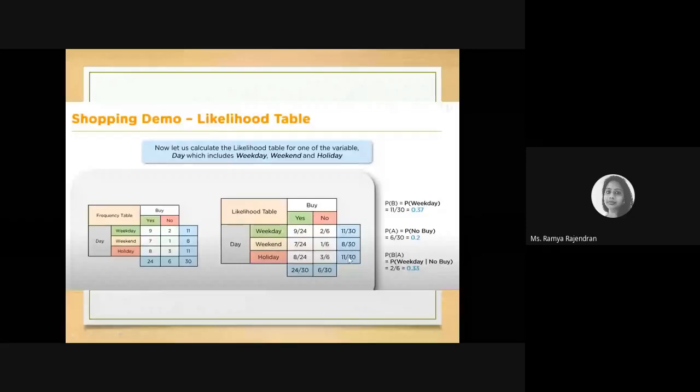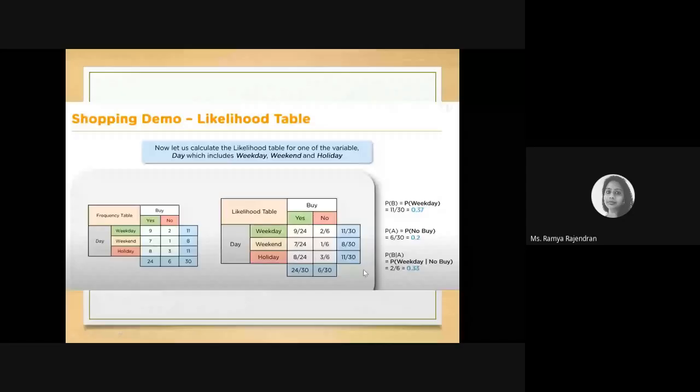Now we are trying to find the probability of occurrence of event A, right? For A, if the person has not bought the product, it is 6 over 30, and the number is 0.2. We are trying to have an event of people buying on a weekday, which is event B. On a weekday, it is 11 over 30, so 0.37.